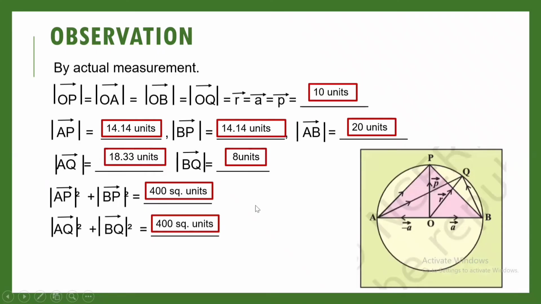Because it's 20 square, that means it's equal to AB square. So I've got AP square plus PB square coming out to be AB square. So by the converse of Pythagoras theorem, I get that this angle is going to be 90 degrees. Exactly the same way, AQ square plus BQ square is again coming out to be 400 square units, which is equal to again 20 square, which is equal to AB square. So again, by the converse of Pythagoras theorem, I get the result that this angle AQB is equal to 90 degrees.